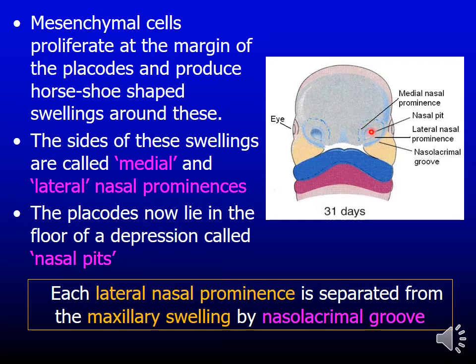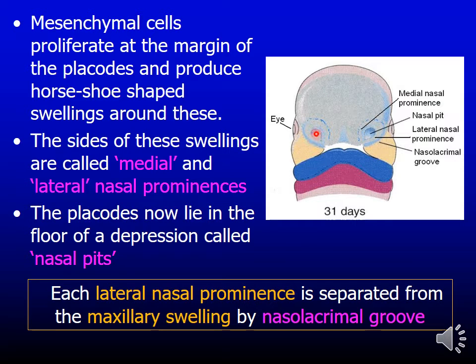As you can see, these are the sites of the nasal placodes. Then mesenchymal cells will proliferate at these margins. This leads to the formation of a horseshoe-shaped structure on both sides. This is the horseshoe-shaped structure or swelling around these placodes. These are called the medial and lateral nasal prominences. This is the medial nasal prominence, and this is the lateral from both sides. This is the lateral nasal prominence, and this is the other one. Here is the medial, and this is the other medial nasal prominence.